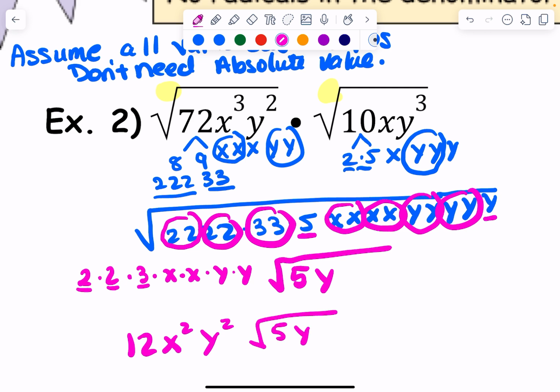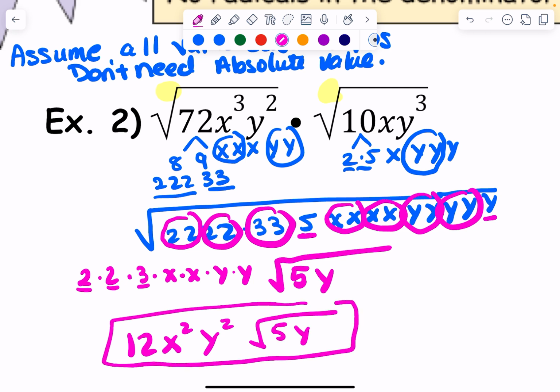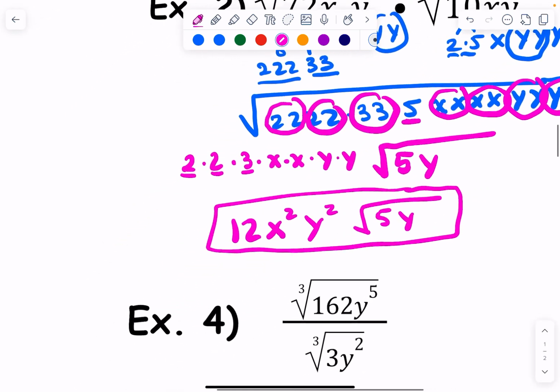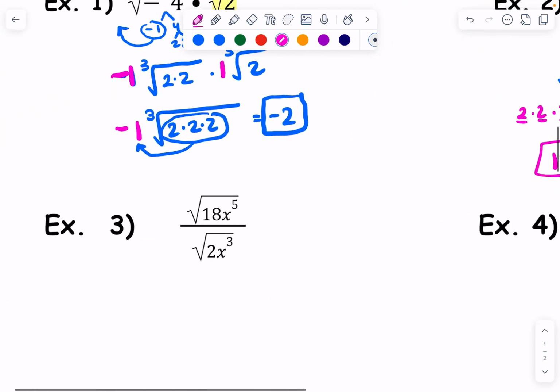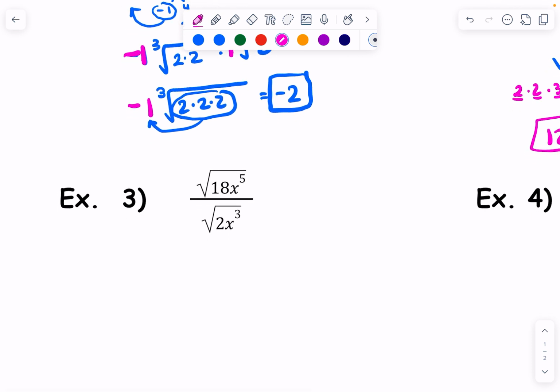And we're done. If those were odd indices, then we would have to have an absolute value because it didn't say assume that they're all positive. Okay, let's go to the next one.